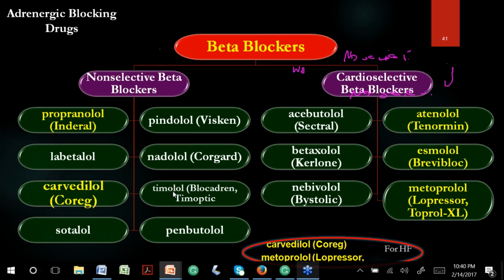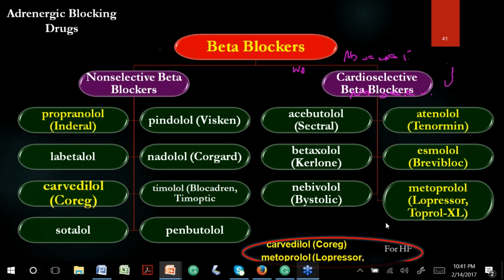So if you see here, these ones, pindolol and nadolol, are going to be mostly non-selective, so they can give you side effects. Non-selective means that it is going to block primarily beta 1, but they can also block beta 2. So all of these can lead to what? Wheezing and bronchoconstriction.